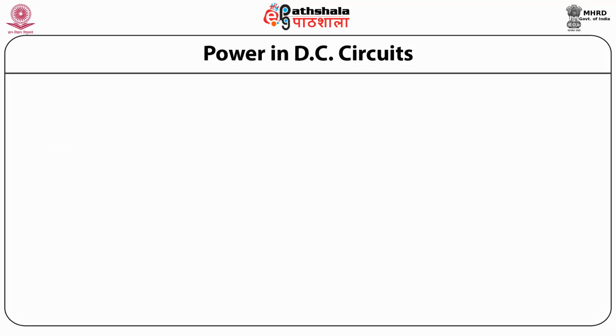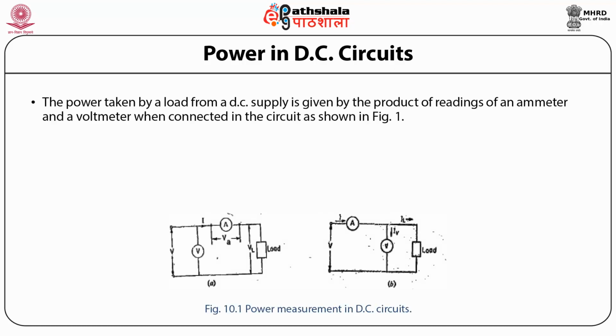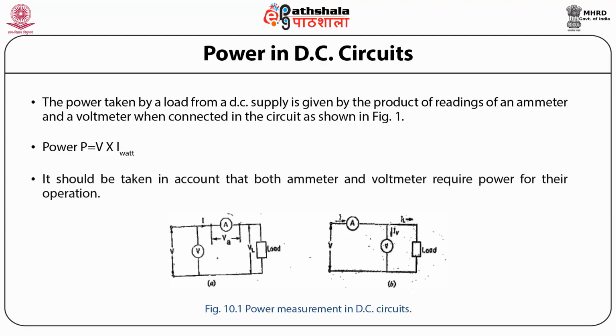So students, now first of all, let us see the power in DC circuits. The power taken by a load from a DC supply is given by the product of readings of an ammeter and a voltmeter when connected in the circuit as shown in figure 1a. So, the power P is given by V into I watts.